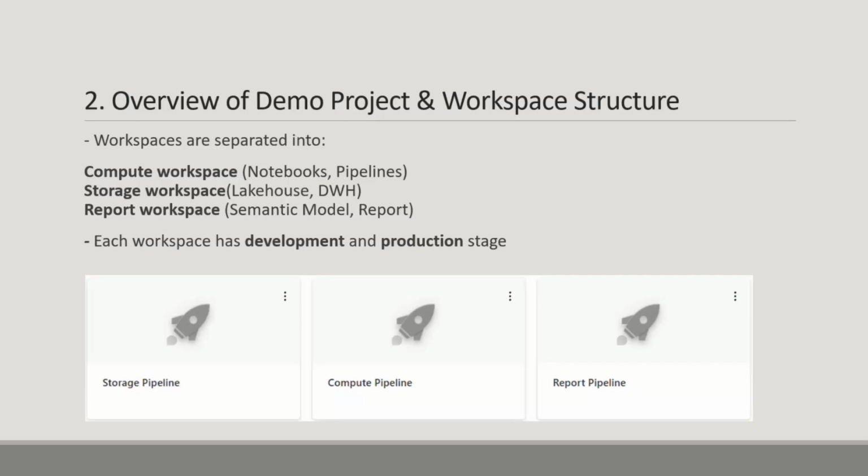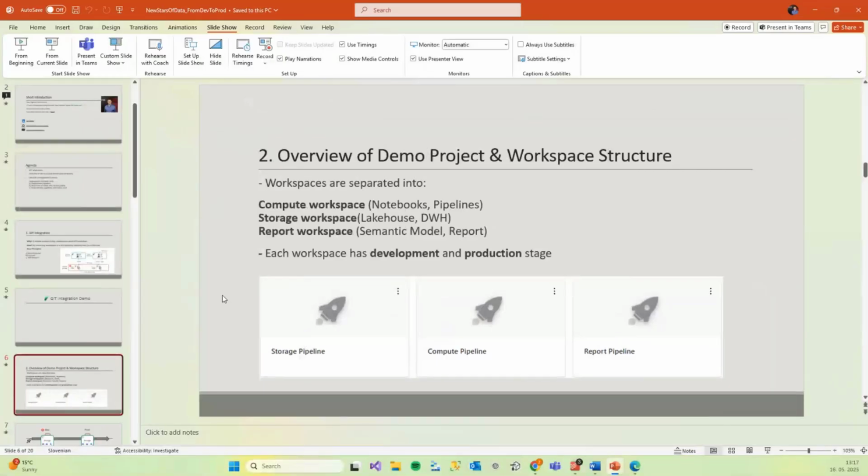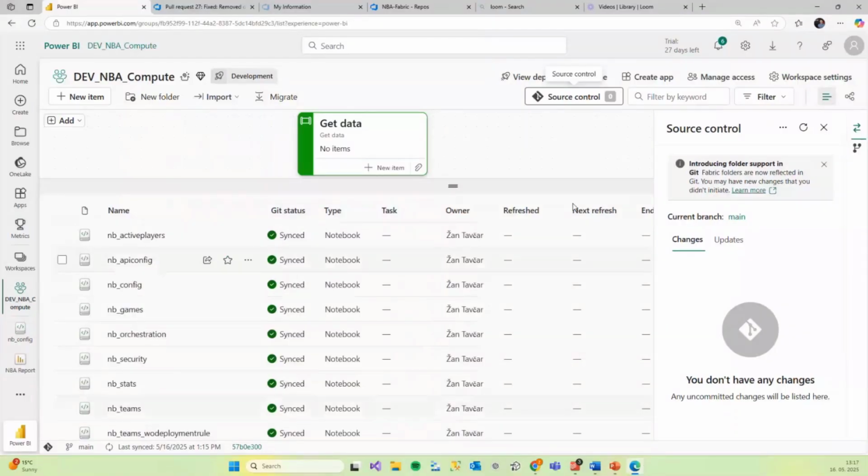I am pulling 4 different data sets. The first one is games data: who played who and what was the score. The second one is detailed games data, which holds statistics for each and every player that was in that game, as well as data regarding players and NBA teams. So let me first go to Fabric, and I will show you my workspace structure.